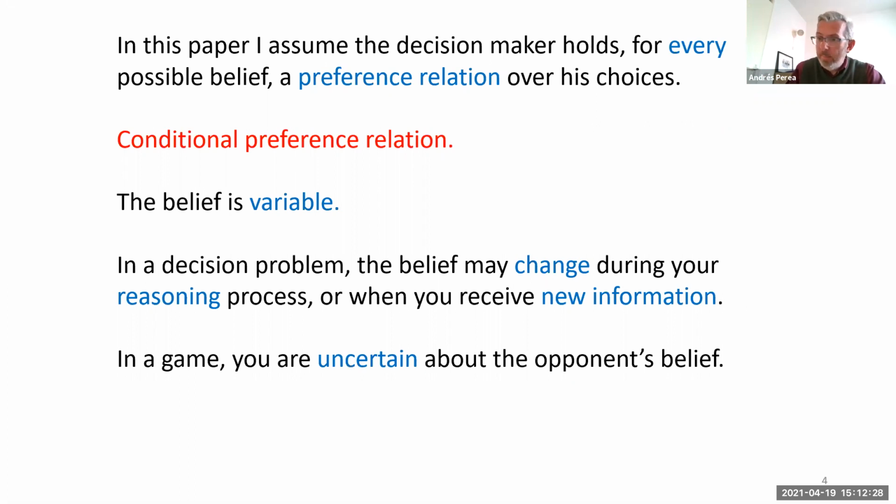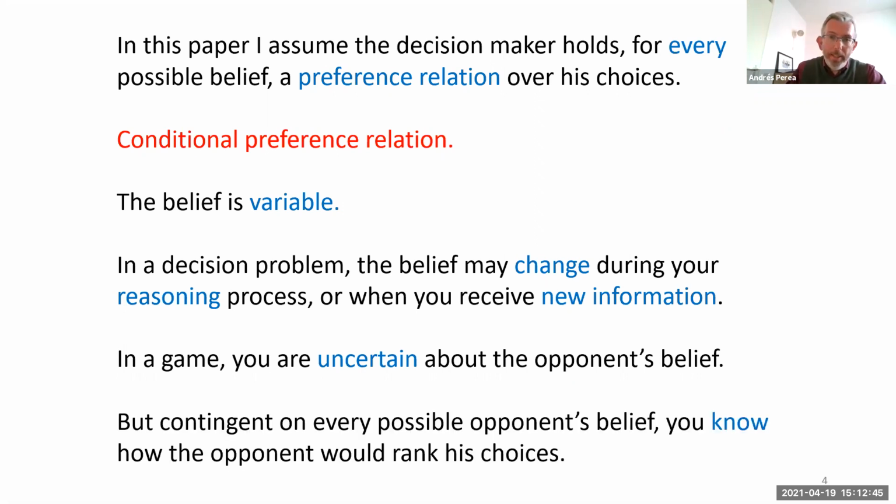Yeah? Or if you think about a game, I think the need for a variable belief is even more prominent, because in a game, you're typically uncertain about the opponent's belief. Yeah? So you may deem some of the opponent's beliefs more plausible than others, but in general, you don't know what the opponent's belief is. But in this framework that I'm proposing here, if you would know the opponent's belief, then, contingent on the opponent's belief, you would know how the opponent would rank his choices. That's also what we really mean if you write down a utility matrix in a game, right? Suppose you would know the belief of your opponent, then by looking at the utilities, you could derive the opponent's preference relation over his choices.